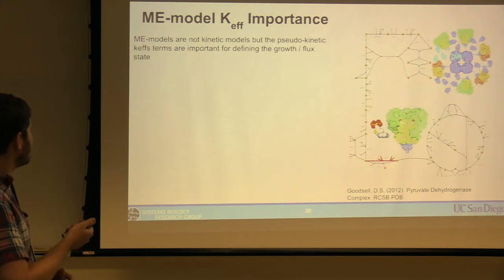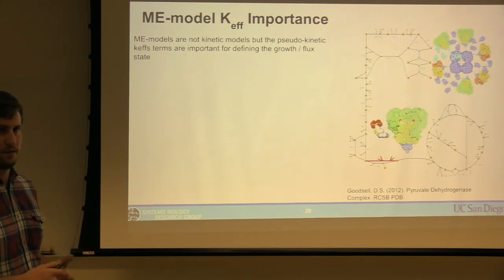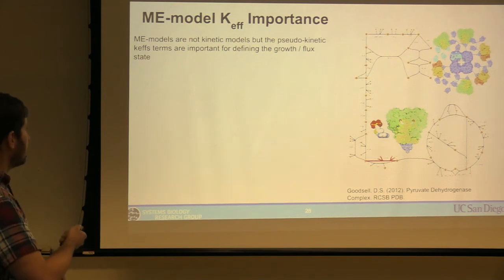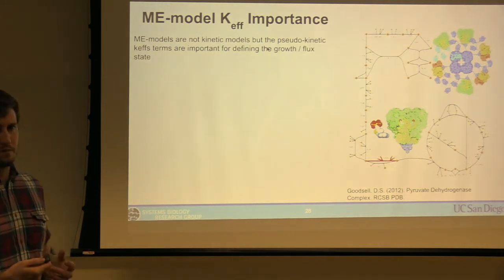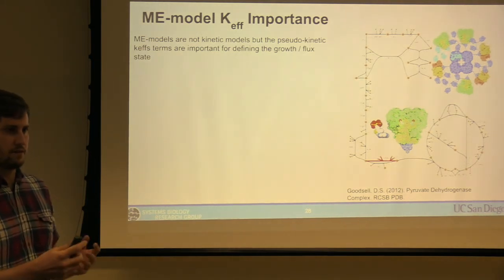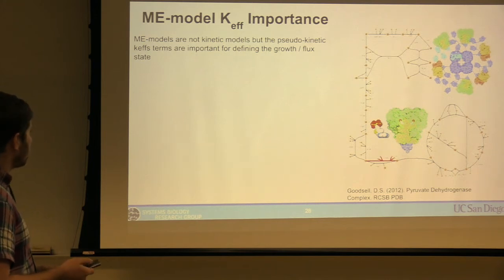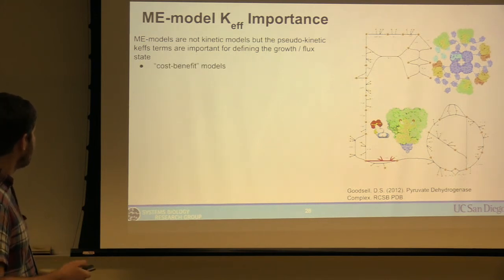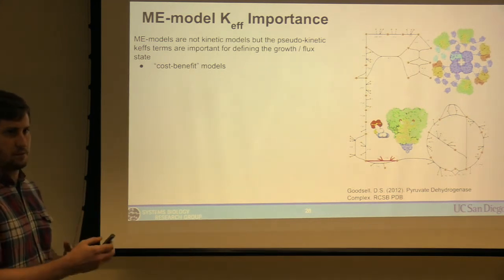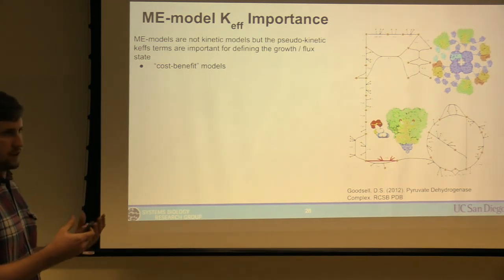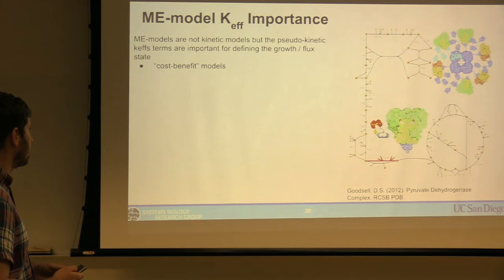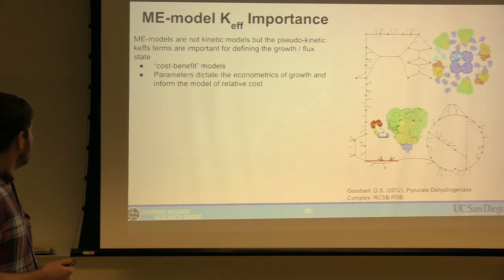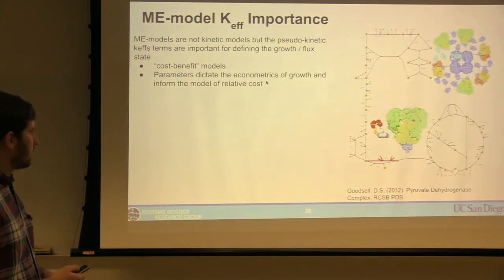And this is because ME-models are not kinetic models in the original sense, they're not ODE models, but they do include pseudo-kinetic terms. And they're ultimately pretty important for defining the flux solution and the way that flux is allocated in a single simulation. So these can be thought of as cost-benefit models, where the size of the protein and all its cofactors is a cost, and the K-effective is the benefit of actually making that protein. This generally provides the econometrics of growth.